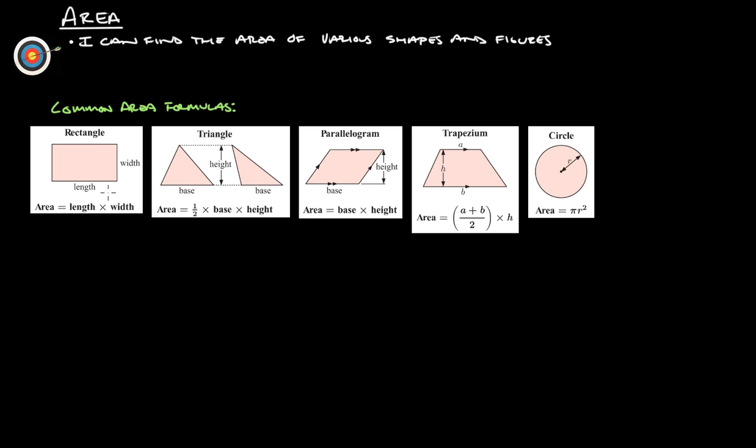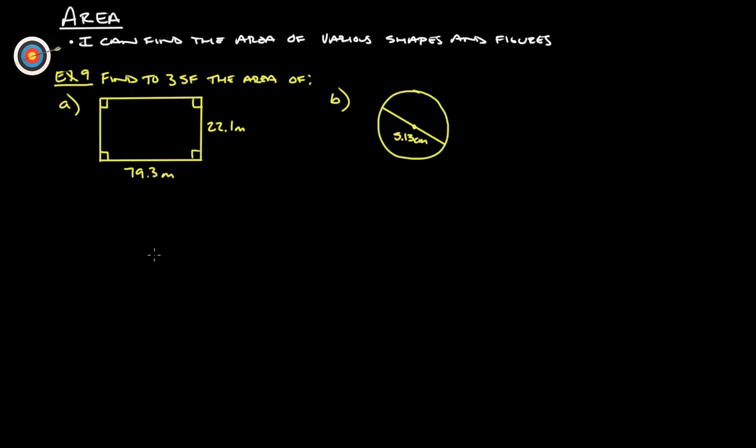Again, these formulas here, I believe, will be given to you when you take your IB test. So let's try some of these out. Find to 3SF, 3 significant figures, the area of each of these 2 figures. So rectangle, we can tell it's a rectangle because it's got all right angles. So this is simply going to be 22.1 meters times 79.3 meters.